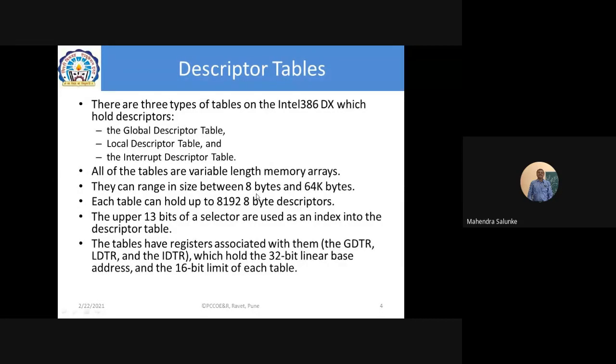So why a minimum of 8 bytes? That was also discussed, because at least one entry should be there. If you are creating any table, then in that table at least one entry should be there, and one entry means 8 bytes, and the maximum is 64K, because we can have a total of up to 8192 entries. So 8192 into 8. That was also calculated. Now, the interesting point we discussed last time is the index field in the selector. The upper 13 bits of the selector are used as an index, and it is scaled by 8.